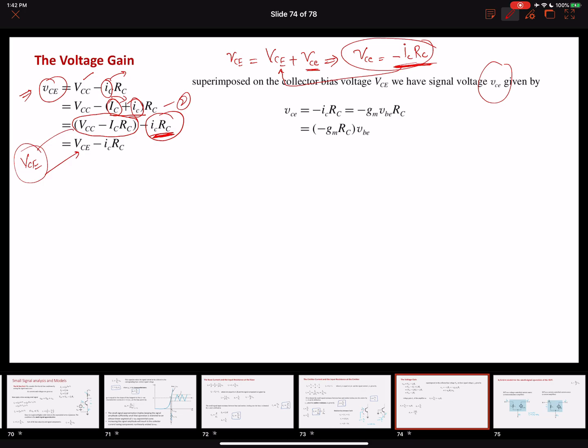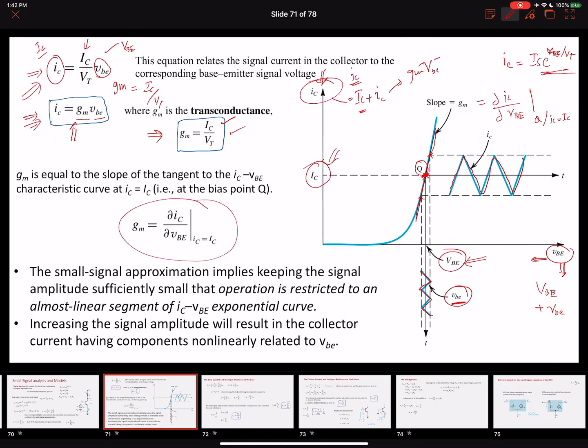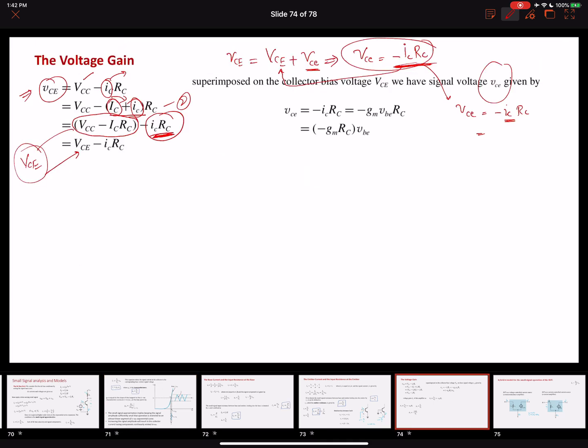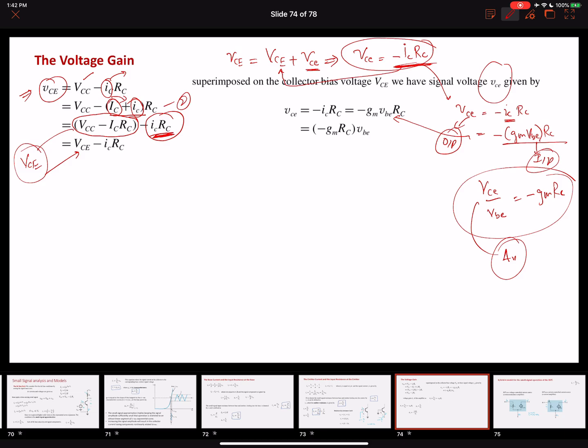Okay, so we can also derive these equations. By now we have our vce equals minus icRC. Again, going back to the slide, our collector current is gm into vbe. So we can write gm vbe into RC. Now again, this is our input and this is our output, so we can divide the two. vce over vbe equals minus gm into RC. This is the value of the voltage gain for the small signal operation.